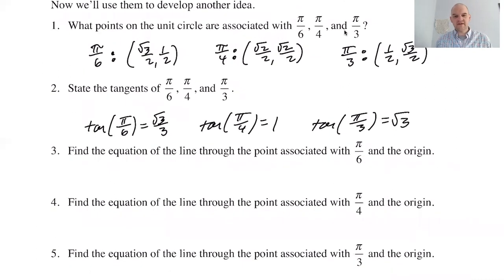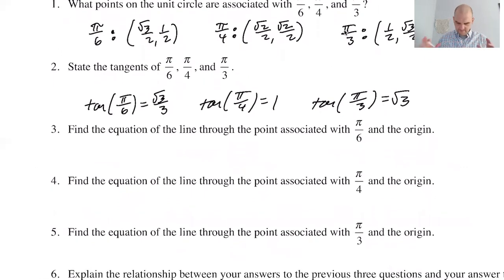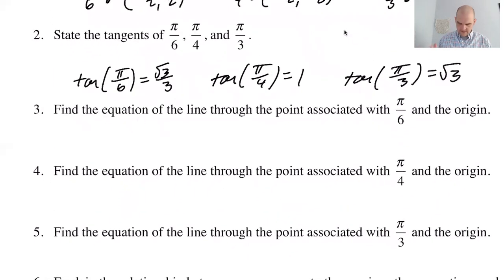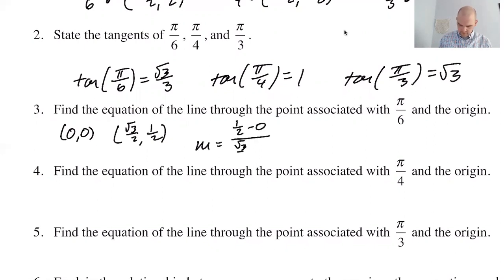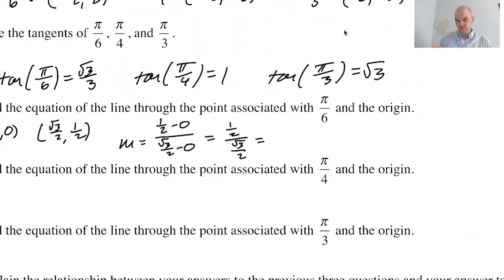All right, find the equation of the line through the point associated with pi over 6 and the origin. Okay, here's a really big idea. I know that it goes through the origin, 0, 0. I know that it goes through radical 3 over 2, 1/2. So the slope of this line is going to be the change in y over change in x. So 1/2 minus 0 over root 3 over 2 minus 0, which is going to be 1/2 over root 3 over 2. But that's just 1 over root 3, which is root 3 over 3.